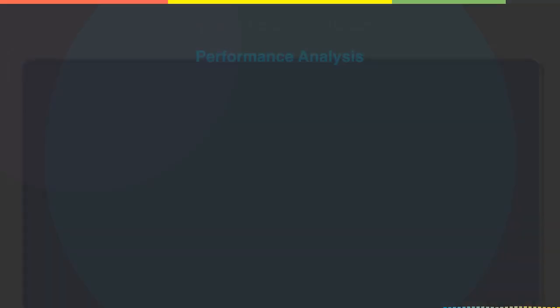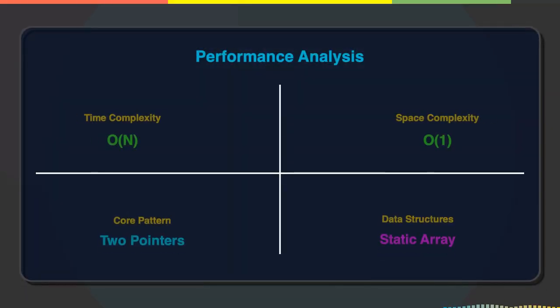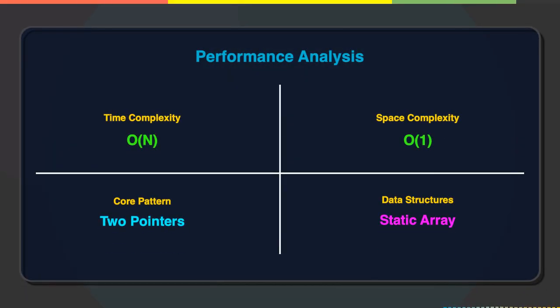Looking at the complexity, the time complexity is O(n) because we traverse the array exactly once. The space complexity is a perfect O(1), as we only use a few variables regardless of the input size. And that is the trapping rainwater challenge mastered.